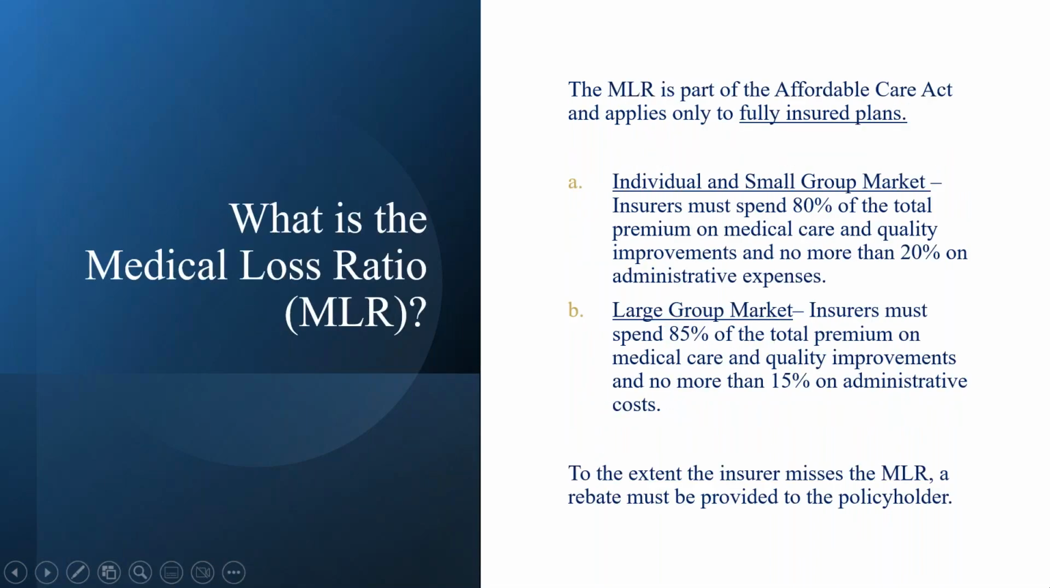Now, what is the medical loss ratio, or what we call the MLR? It's part of the Affordable Care Act, and it applies only to fully insured plans. So in the individual and small group market, insurers must spend 80% of the total premium on medical care and quality improvement, and no more than 20% on administrative expenses. So basically, most of the premium dollar has to go for actual medical care. The same thing in the large group market, except it's 85%, 15% administrative expenses. So basically, if the insurance carrier, quote unquote, keeps too much money, they have to issue a rebate to the policyholders.